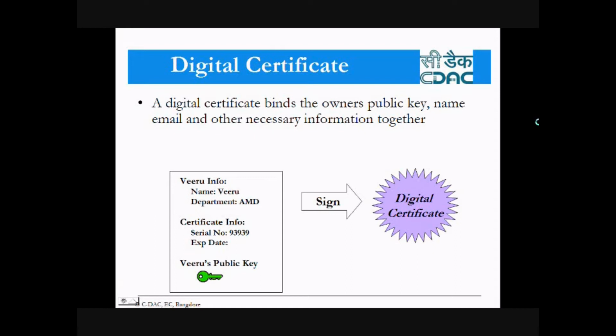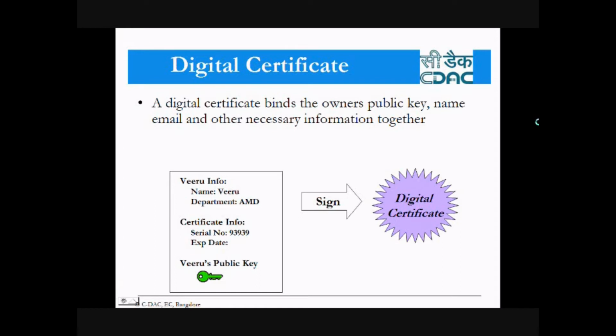And what he does by certifying is, he issues you a digital certificate. The person who is certifying that this is Mr. Viru's public key issues a digital certificate to Mr. Viru. So now let's get back, what does a digital certificate mean? A digital certificate binds the owner's public key, name, email and other necessary information together.